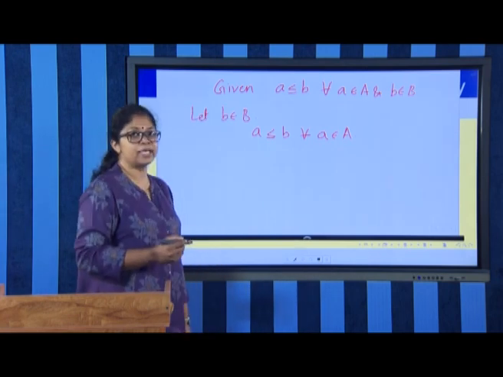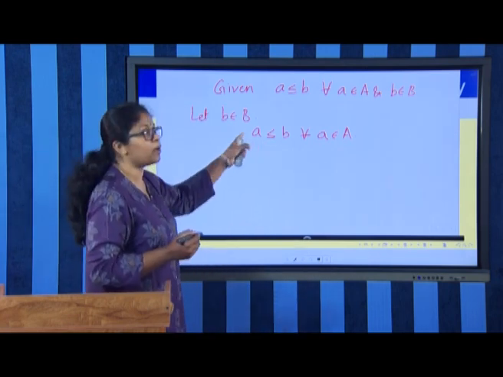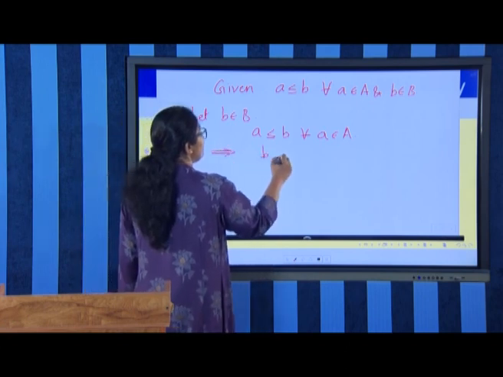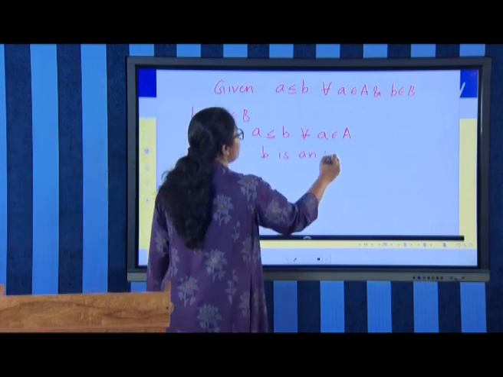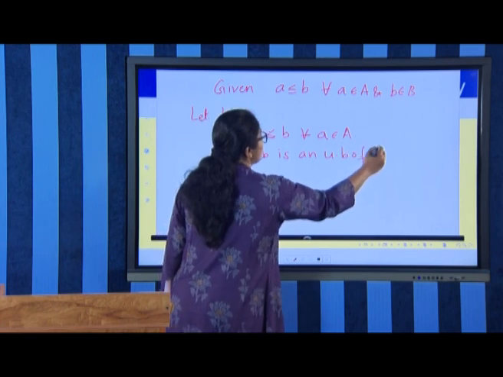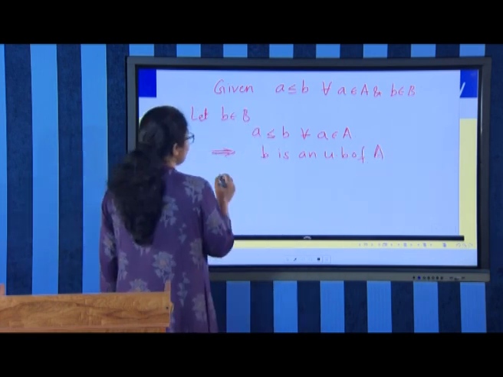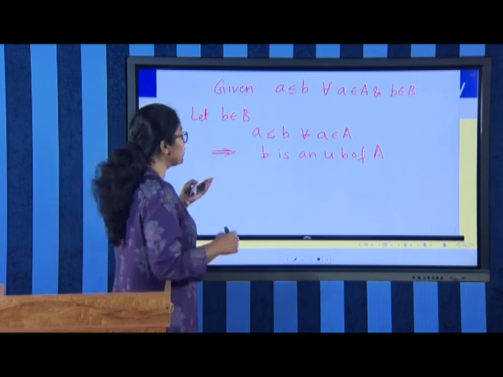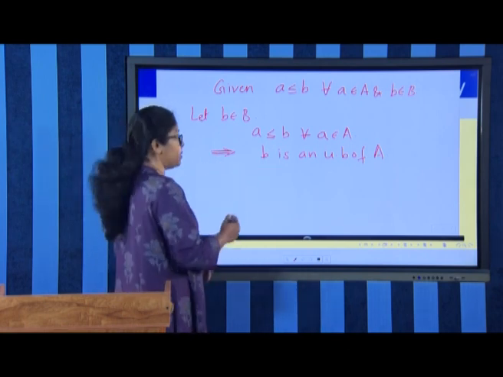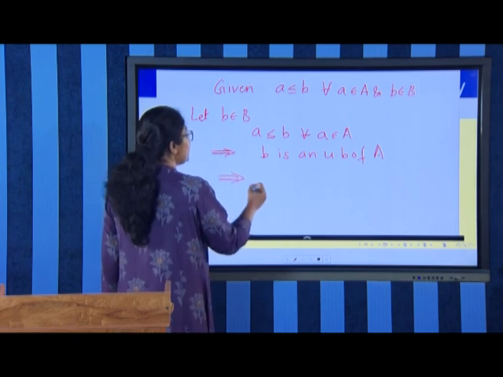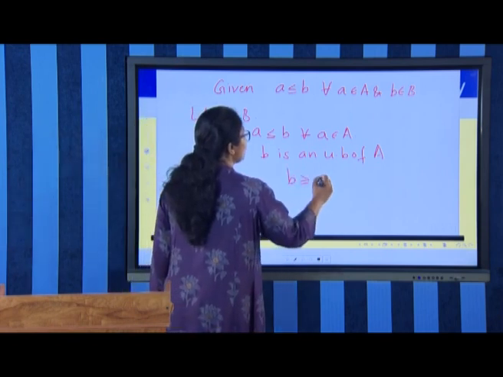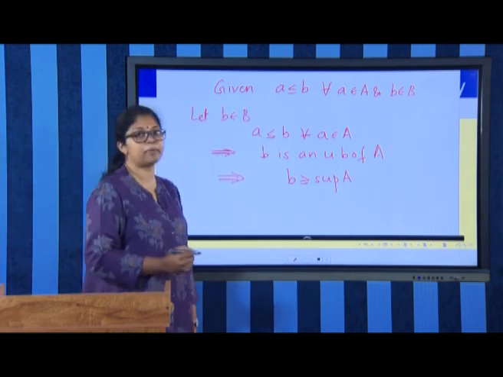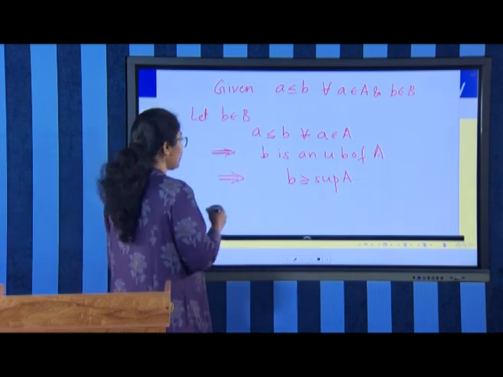Now what happens? b becomes an upper bound of the set A. So this indicates that b is an upper bound of set A. Now b is an upper bound, and what is the supremum? Supremum is the least of all upper bounds. So this indicates that b is greater than or equal to supremum of A. Why? Because supremum is the least upper bound.